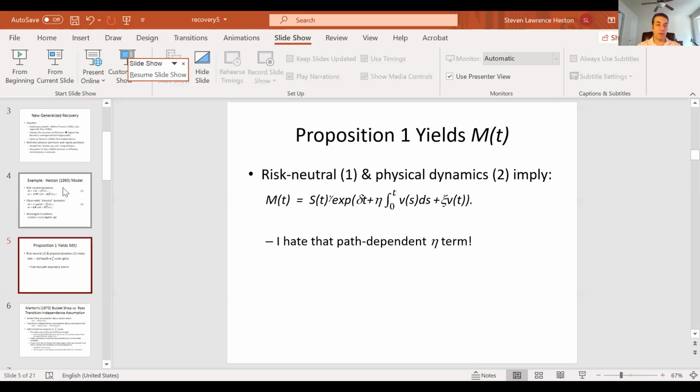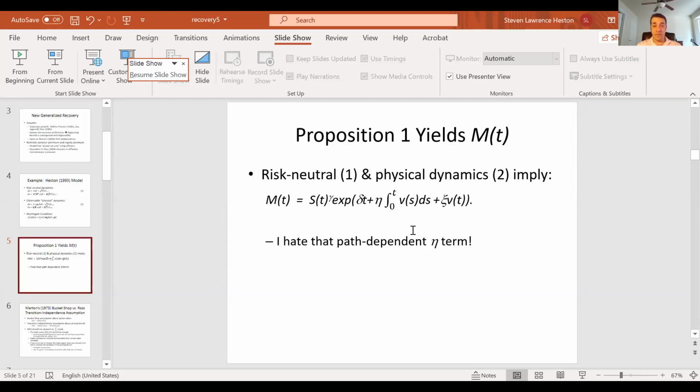Let me go back to my slide here. So proposition 1 tells you, well, proposition 1 is an old result, just from absence of arbitrage. You get the pricing kernel with this path-dependent kernel that I don't like. But if you assume recovery theory, then this eta parameter is 0, it disappears, and it tells you that the pricing kernel is the stock price to a power times an exponential affine function of variance. Variance is just VIX squared here.